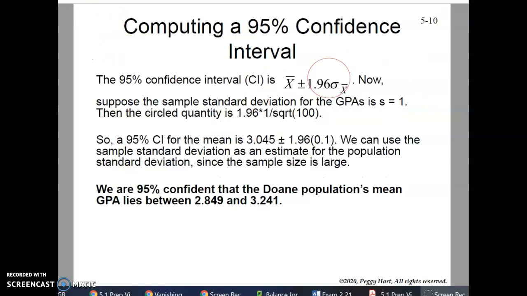Okay, so let's finish up this GPA example. We have that the 95% confidence interval is X bar plus or minus this 1.96, that Z value, we could just calculate it, times sigma of X bar. So let's suppose that the sample standard deviation for GPAs is S equals 1. Let's just say we know that it's 1, then the circled quantity is going to be approximately 1.96 times 1 over the square root of 100.